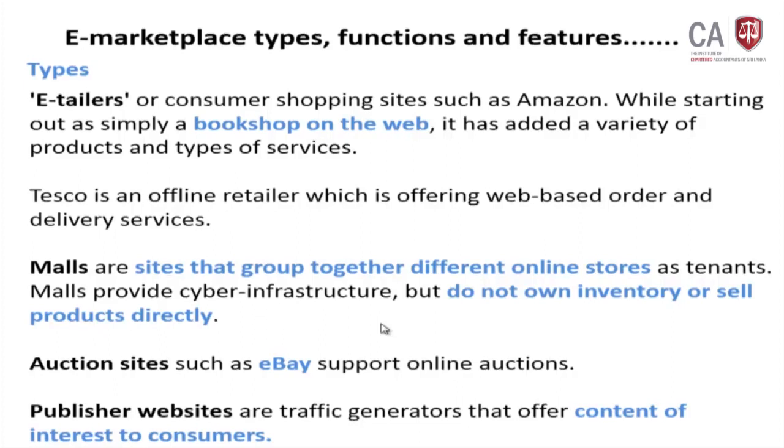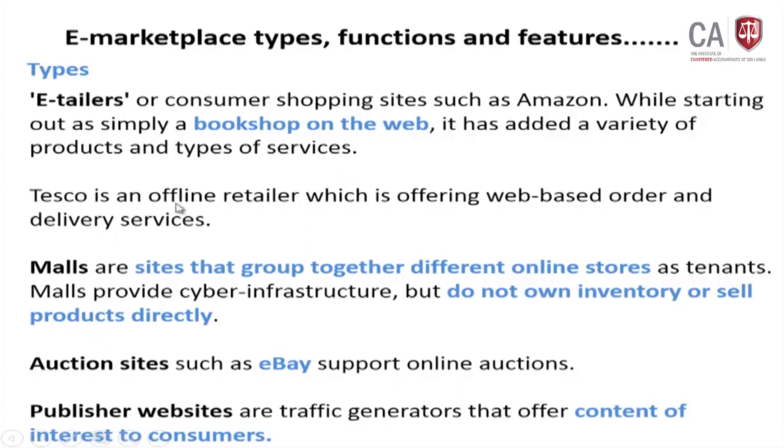E-marketplace. What are these types? E-tailers. Who are these e-tailers? You know what a retailer is. Only the new word is e, so the same concept applies here. As an example, Amazon is an e-tailer. By starting out as simply a bookshop on the web, it has added a variety of products and types of services.